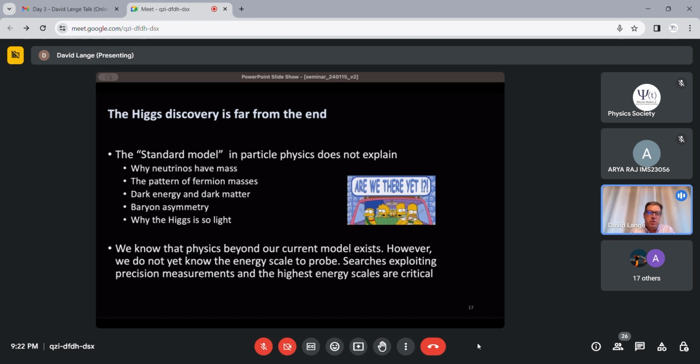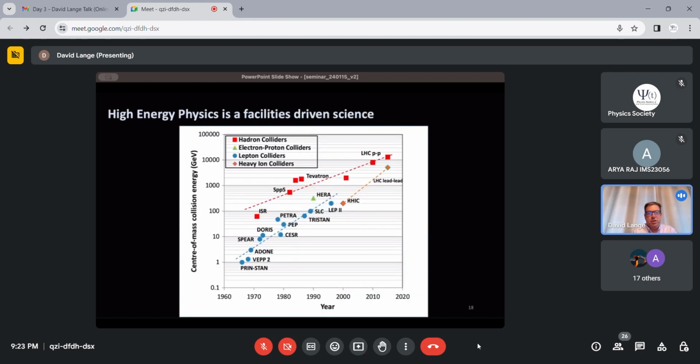And so searches exploit both precision measurements, which is, say, understanding precisely what the Higgs mass is or how it interacts with other particles, and also more search-like studies where you can try to use the highest energy scale to probe new phenomena. These are complementary ways of extending our knowledge in particle physics, and both are really important. So that's my segue into talking more generically about facilities and the software needed to do them.